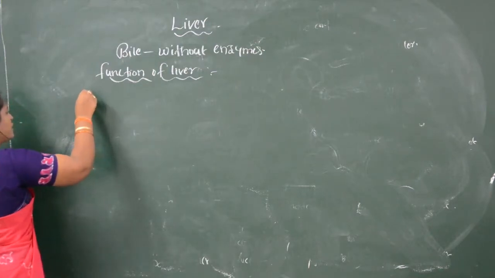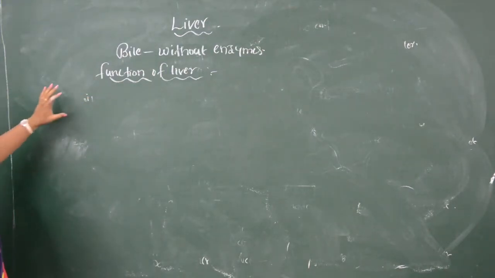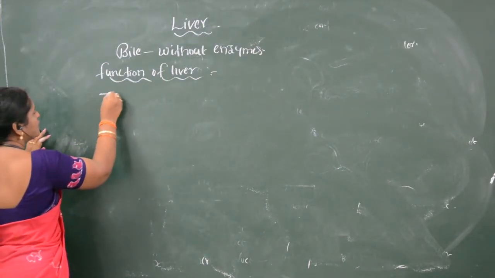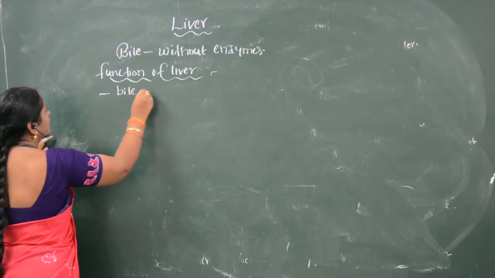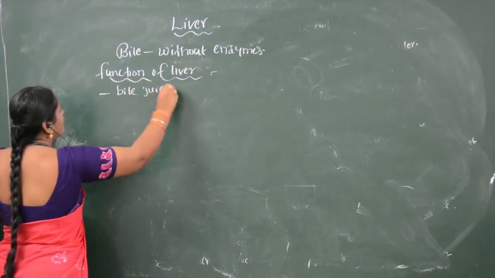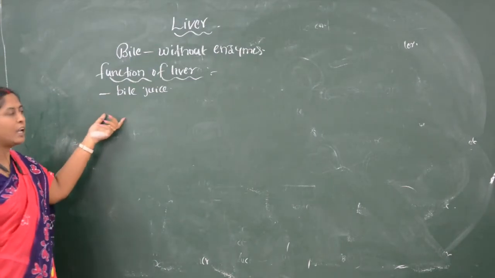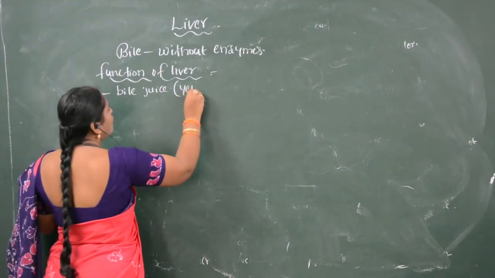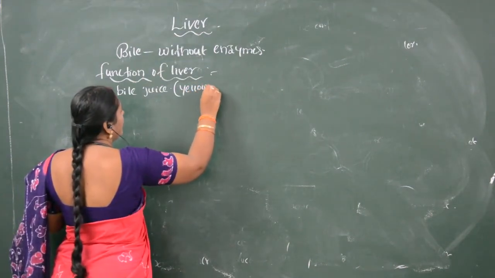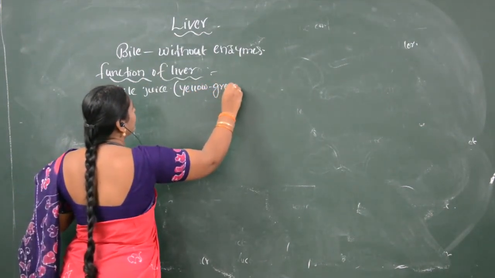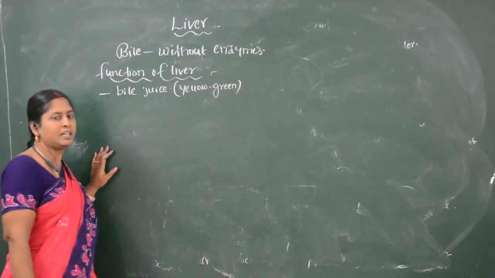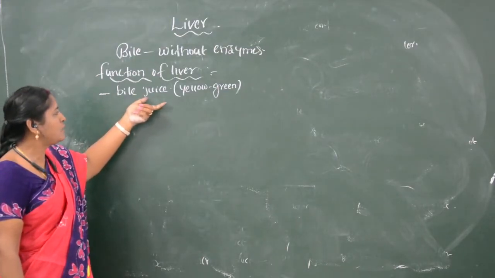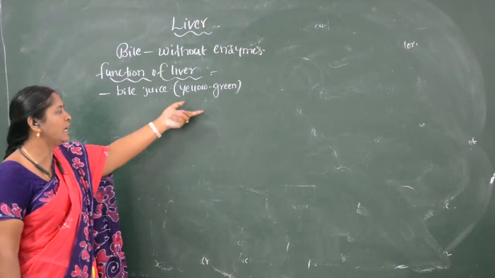If you see the functions of the liver, the first function of the liver is that the liver produces bile juice. What is the color of bile juice? The color of bile juice is yellowish green. The liver produces bile juice, and the bile juice is yellowish green in color.